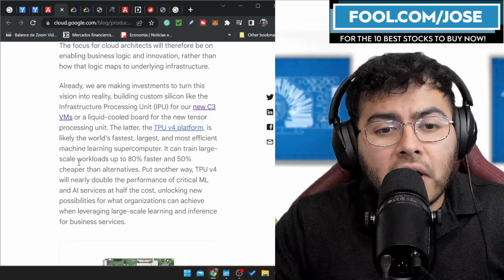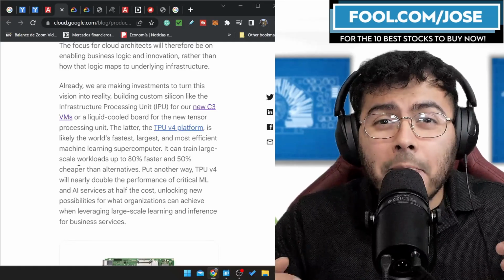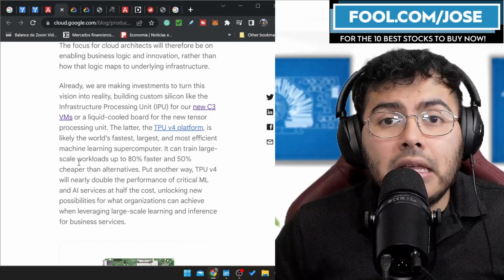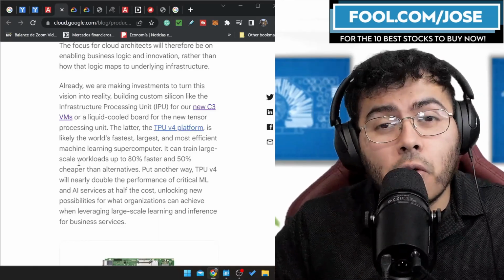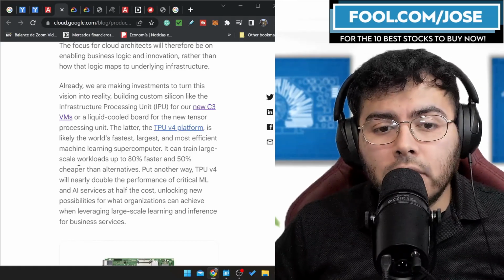They are also developing liquid cooled boards for their new TPUs. Liquid cooled chips are becoming a very popular thing in the data center market. These chips run hot and we need to find ways to keep them cool. We can see Google Alphabet is doing that with these liquid cooled boards.